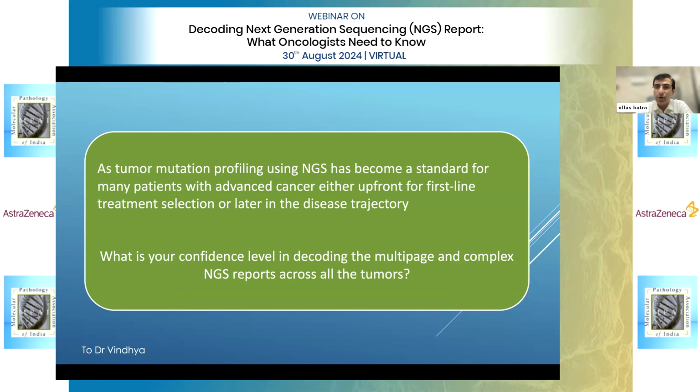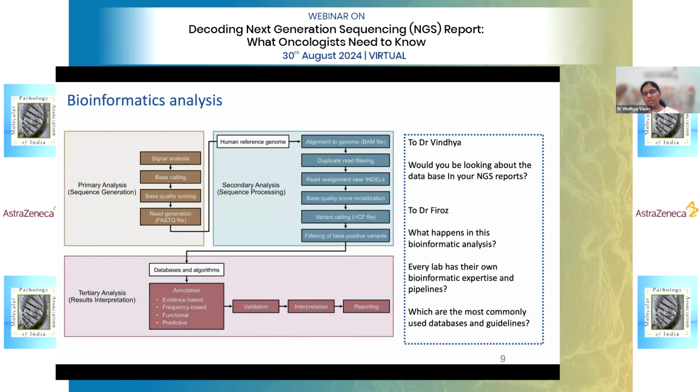I mean, will you act on that report always? All the tumors? It depends on whether it is an unusual mutation or an unusual subtype of the mutation. Then maybe I might not act on it, provided I still have the standard options available. If all the standard options are exhausted, then I might try out these NGS recommended treatment options.